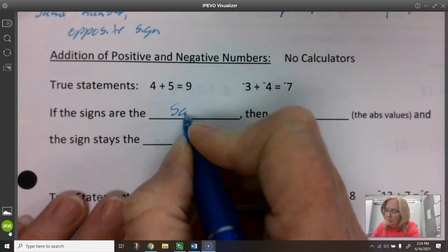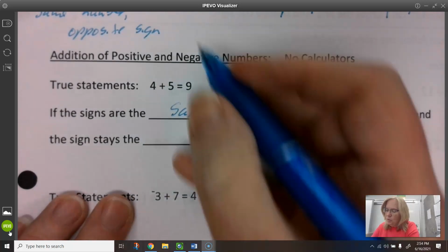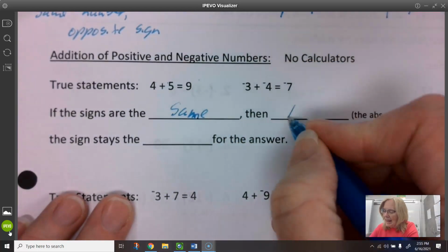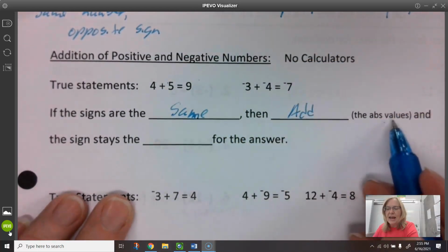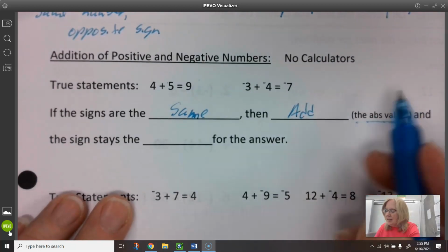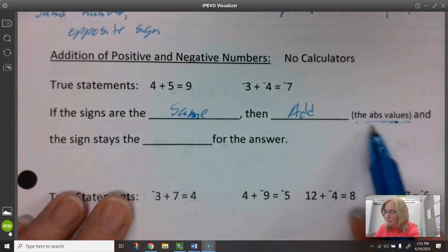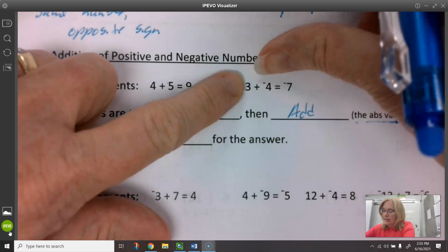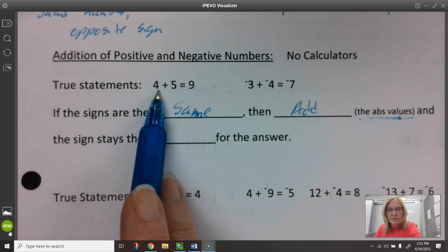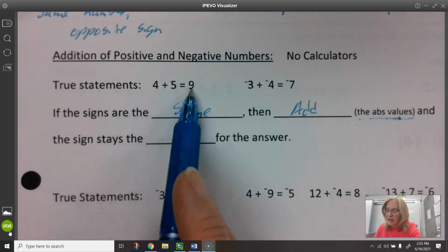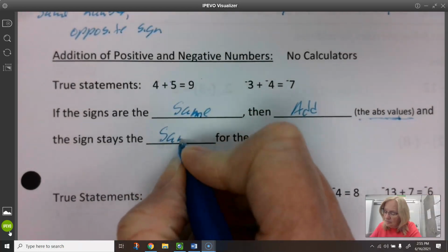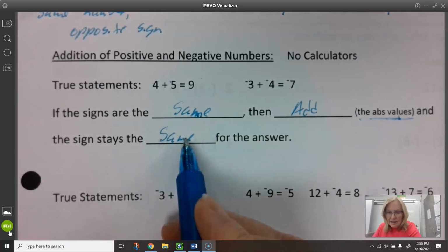So if the signs are the same, then, well, what did I do with 4 and 5 to get to 9? What did I do with 3 and 4 to get to 7? I added, but what I actually added was the absolute value. This right here, I put this in so that mathematically I'm correct. Okay? We could just say add the numbers, but we have to realize we're actually adding the absolute values. I'm taking the 3 and the 4, and I'm getting 7. Okay? And then the sign, well, when I'm adding positives, I get a positive. When I'm adding negatives, I get a negative. So the sign stays the same. Signs are the same, the sign stays the same.